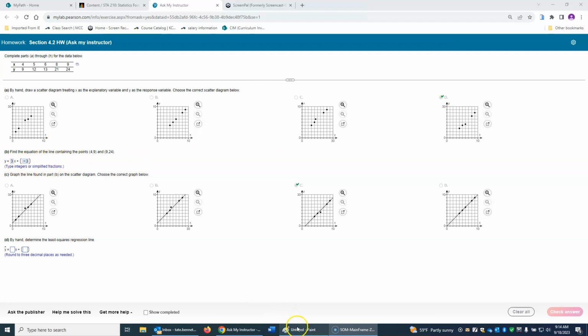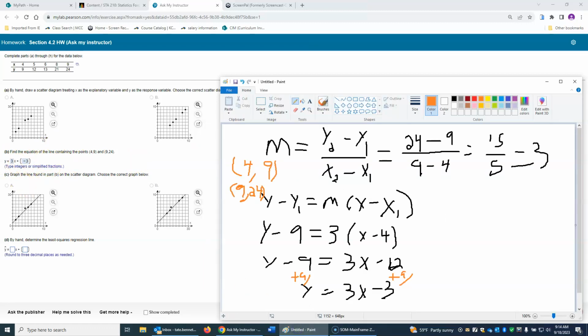Now this is college algebra. So I wrote down a couple of formulas here from college algebra using Paint. Slope equals y sub 2 minus y sub 1 all over x sub 2 minus x sub 1. And here are the ordered pairs. One ordered pair is 4, 9, the other one's 9, 24. So you put the y's in the numerator, 24 minus 9. You put the x's in the denominator, 9 minus 4. That works out to be 3.